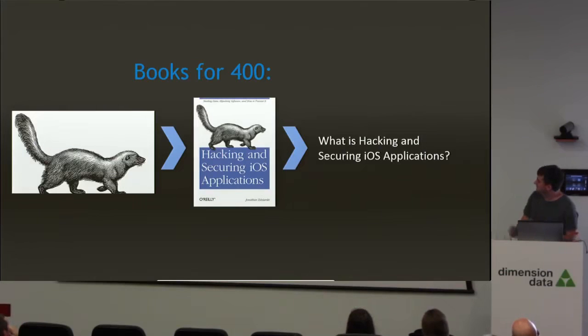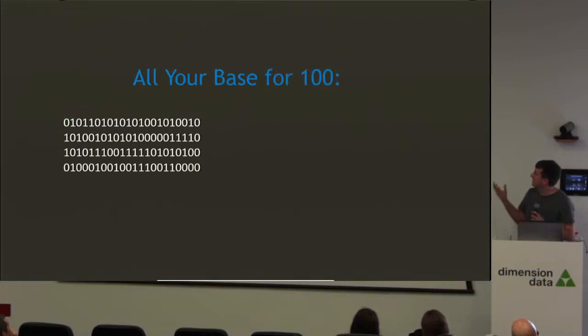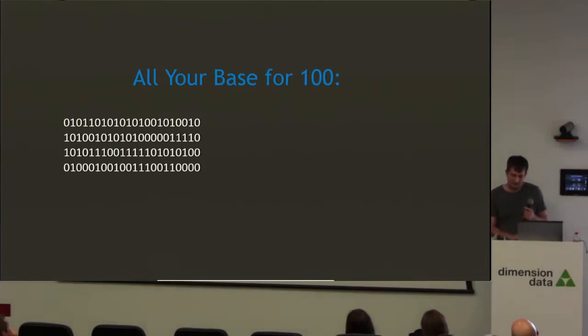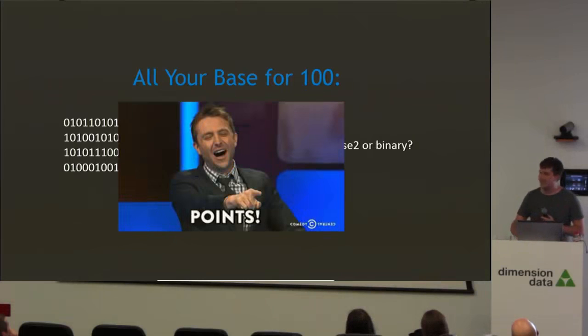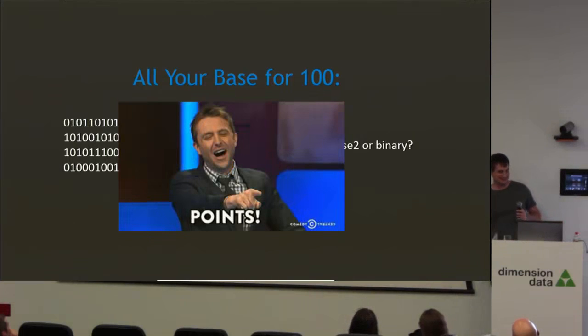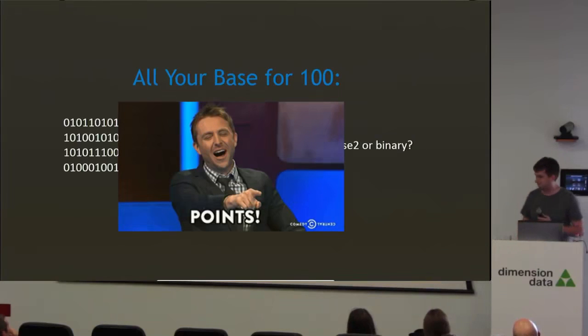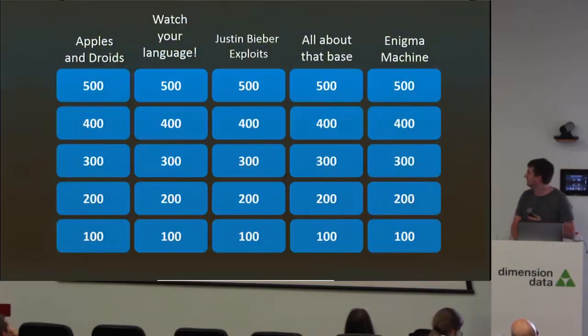So for example, if I give you the picture of that, you have to guess: what is Hacking and Securing iOS Applications? Or what is the base? So typically, the base would be base 2 or binary. And then you get points, which don't mean anything. We could maybe exchange it to a beer, but exchange rates are rough, so.